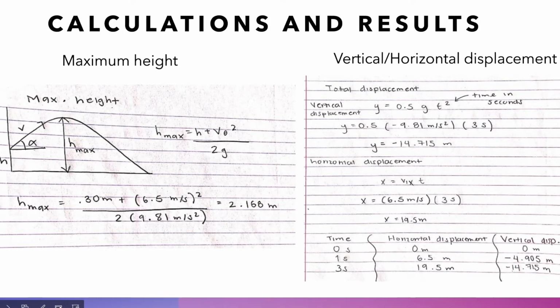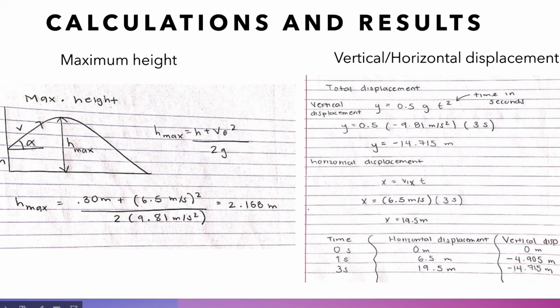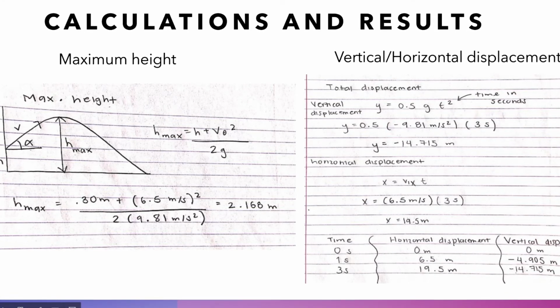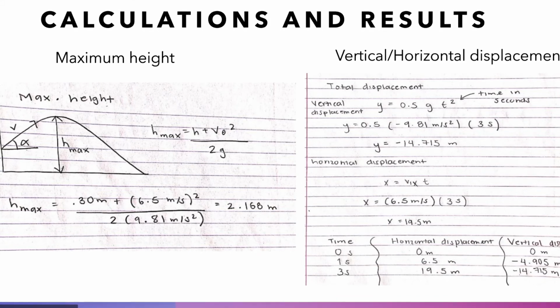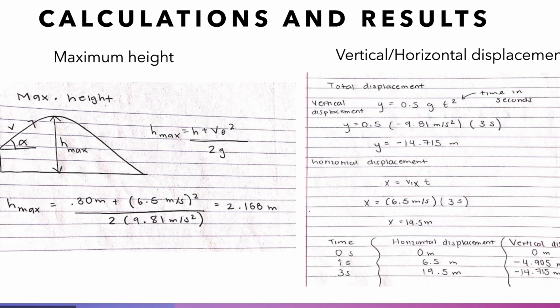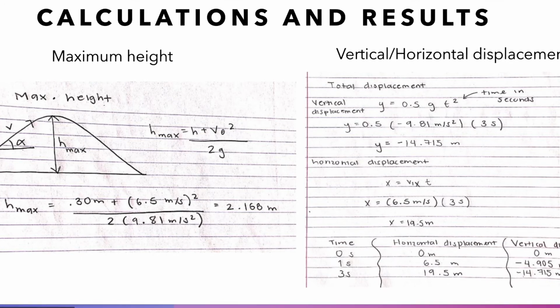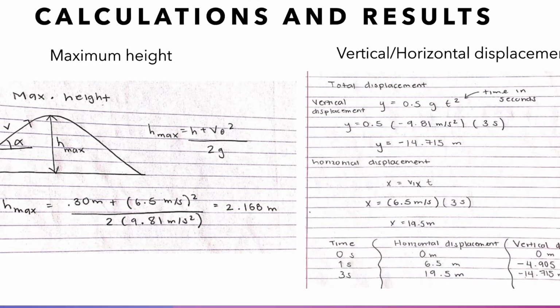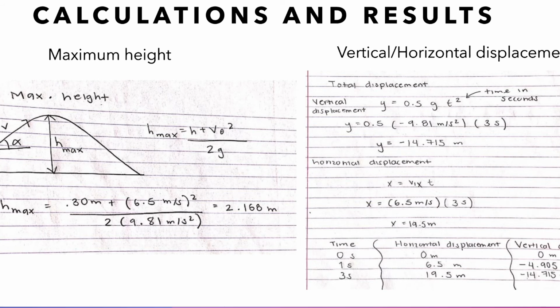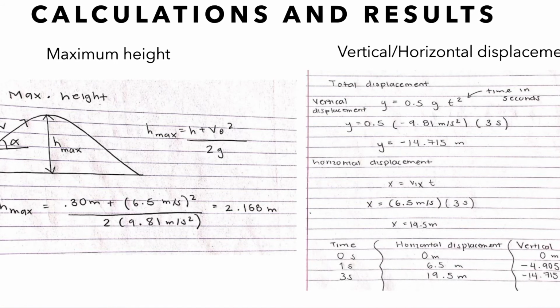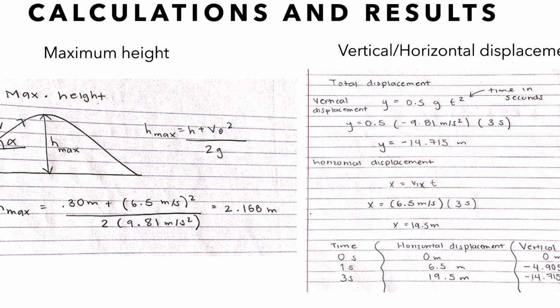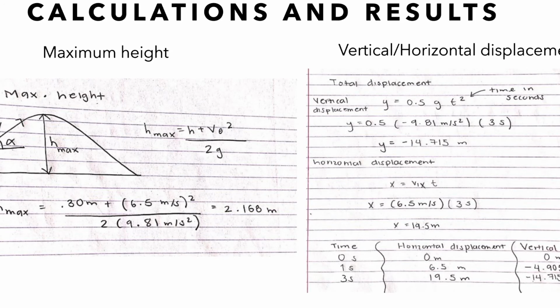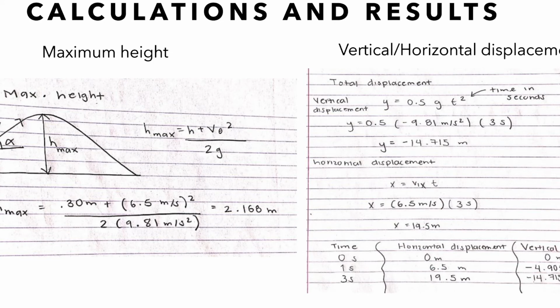So we plug in all the values on the equation that we use, that was H max equal to h plus the velocity to the second power divided by 2 times gravity. Like I mentioned, the height was 30 centimeters, so we put 0.30 meters plus (6.5 meters per second) squared divided by 2 times 9.81 meters per second squared, and our result was 2.168 meters.